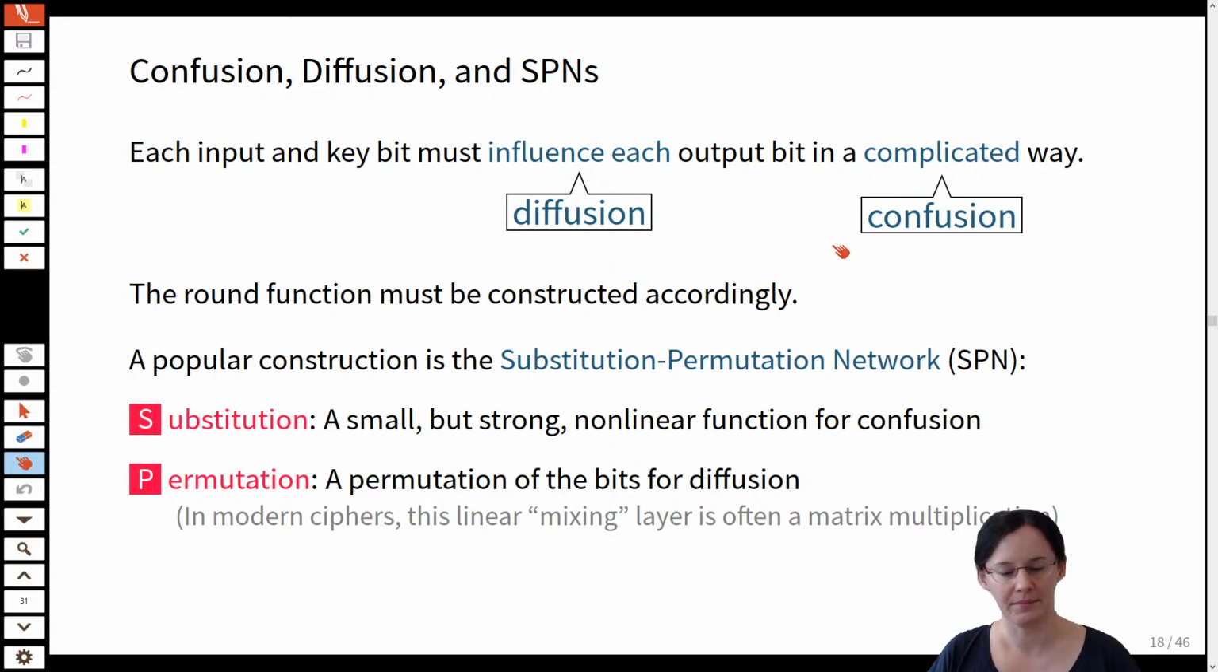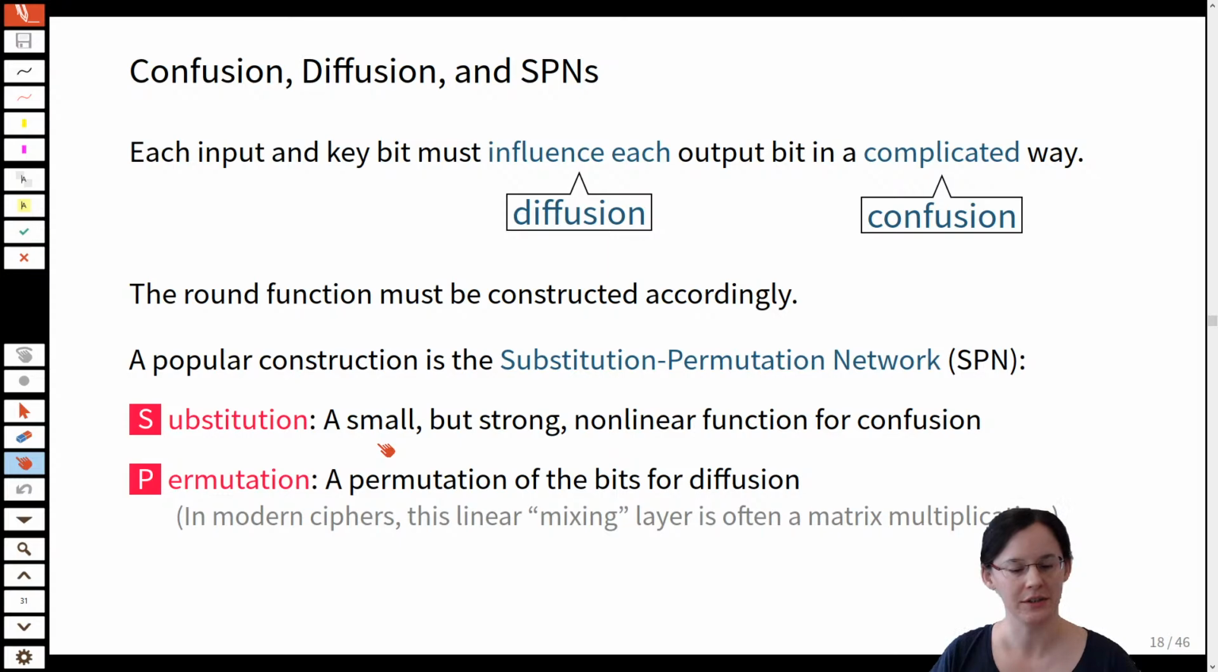So these are two very classic concepts proposed by Shannon, so already a long time ago. And they still give us some guidance about what the round function should be constructed like. And one very straightforward, very classic approach to this is the so-called substitution permutation network, or SPN, where the substitution part is responsible to achieve the confusion, so it's supposed to make things difficult. And substitution means it's a lookup table, so it substitutes the input by some output.